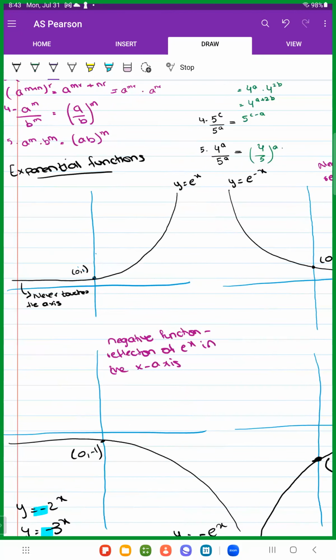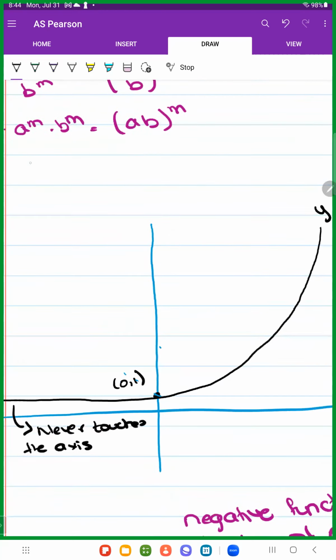Let's move on to exponential functions. Now we will be looking at the curves for exponential. All right. Do you know what exponential means? I think so. What does it mean? I don't know.